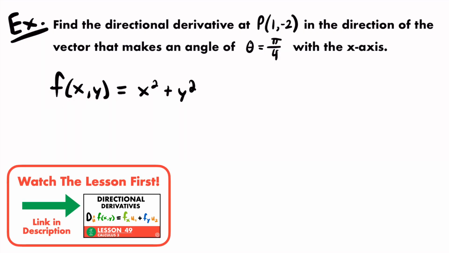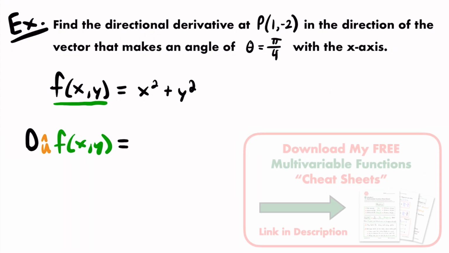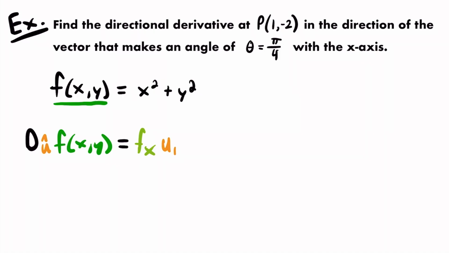Alright, so in order to find a directional derivative, you need to know the formula. It looks like this. The derivative in the direction of a unit vector u for a multivariable function f of xy is equal to the partial derivative of f with respect to x multiplied by the x component of the unit vector, u sub 1, plus the partial derivative of f with respect to y times the y component of the unit vector, u sub 2.